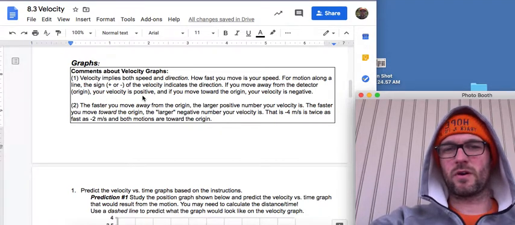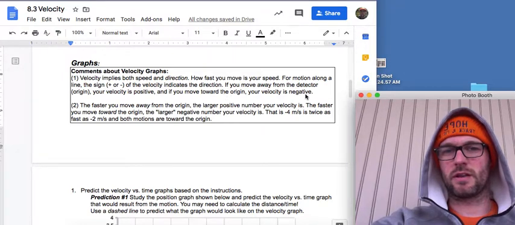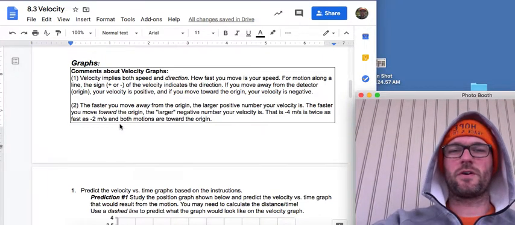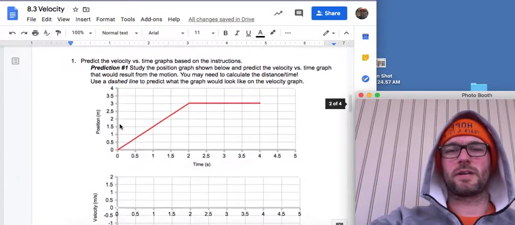Positive if you're moving away, negative if you move toward. Away, positive. Toward, negative. Away, positive. Toward, negative. The faster you move, the farther away from the origin you'll be. I'll show you in a second.